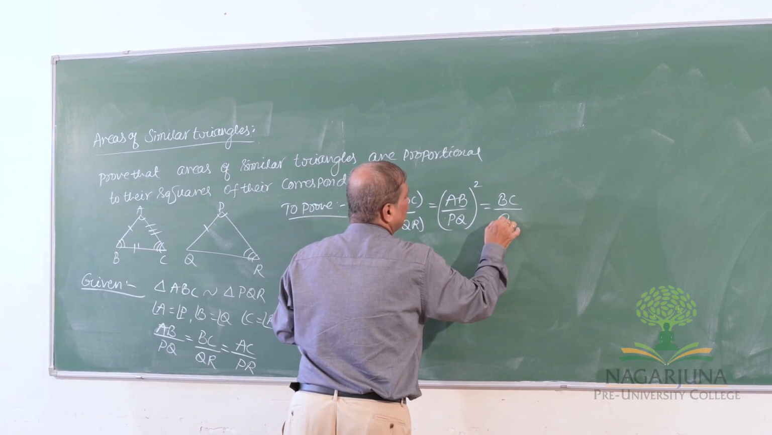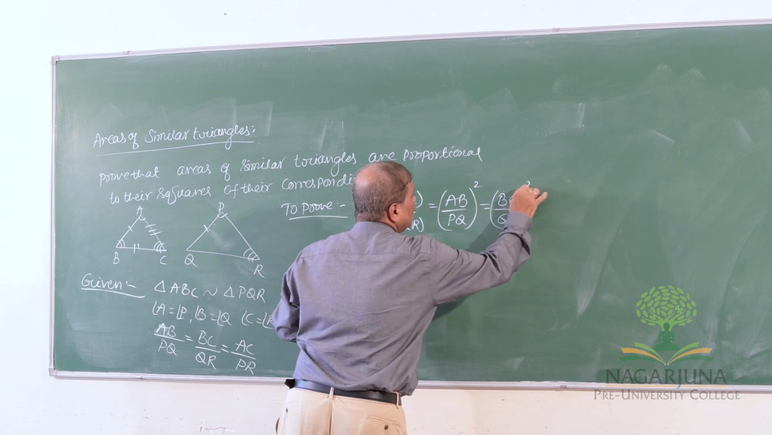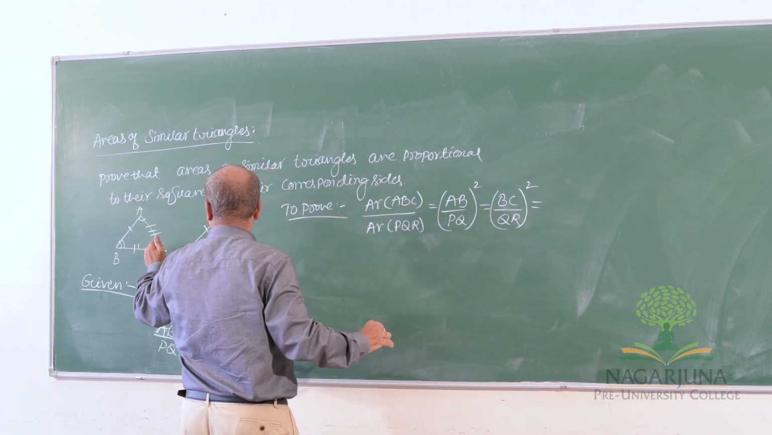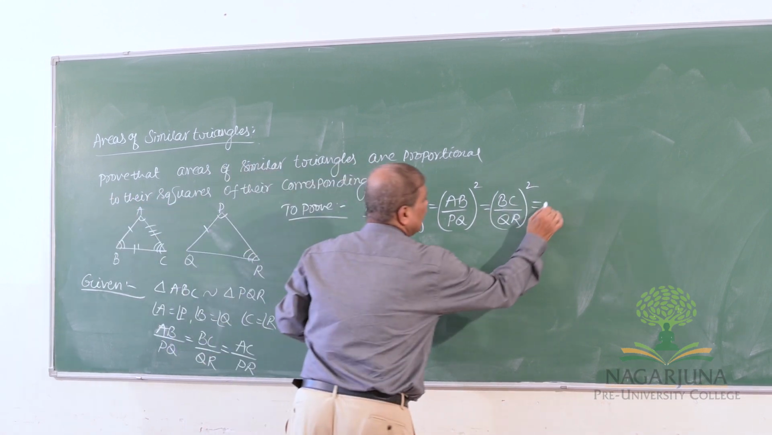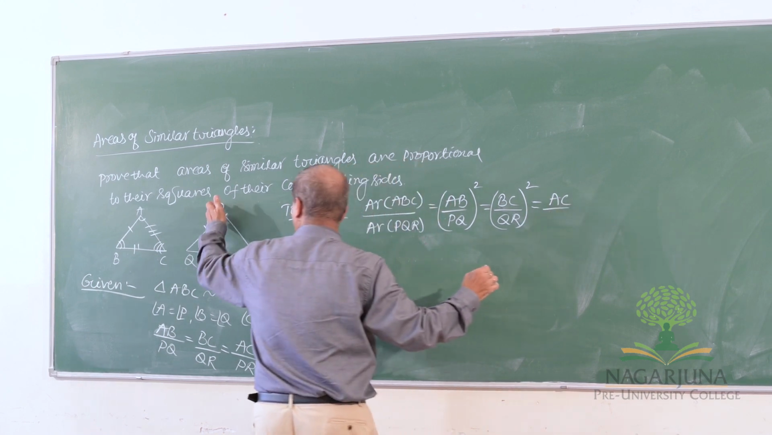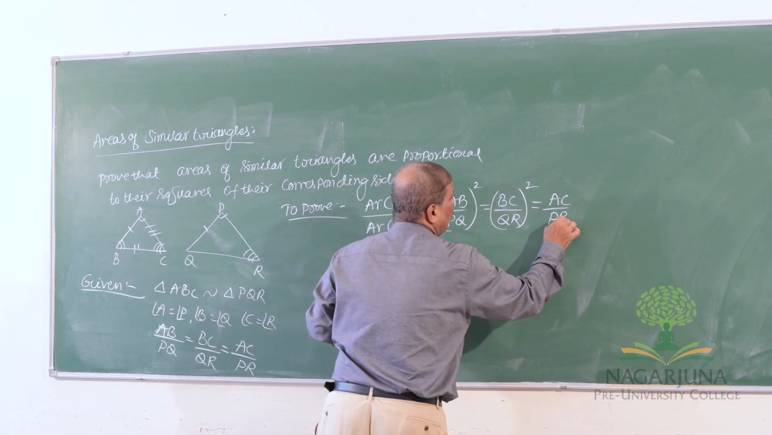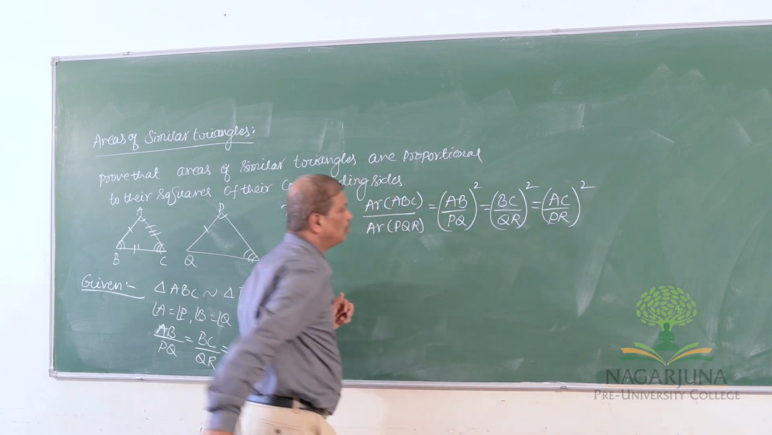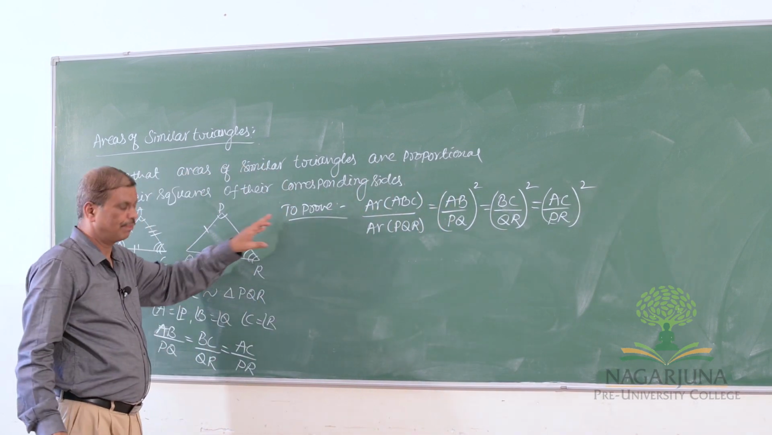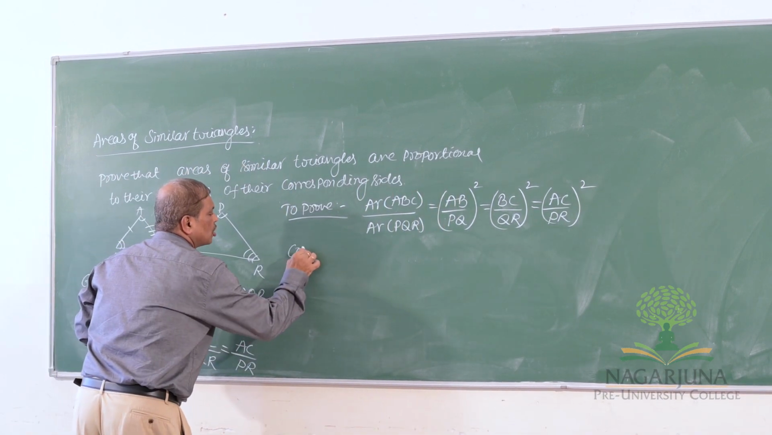BC by QR whole square. Now here AC, you can also write CA, AC by PR whole square. So we have to prove this. Next will be the construction.